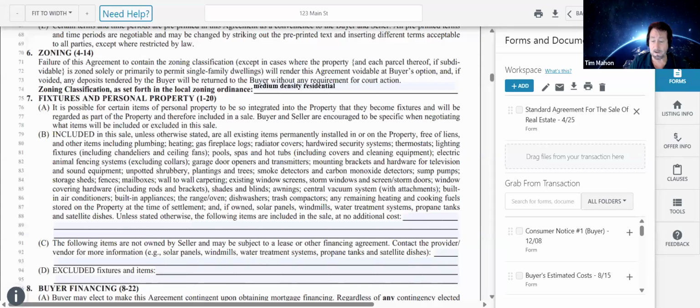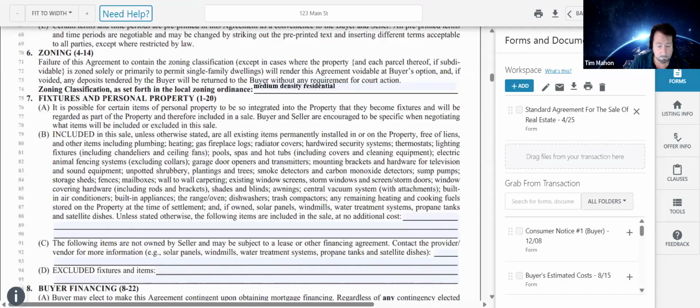So back again to that. Any remaining heating and cooking fuel stored on the property at time of settlement. I usually stop here and I say to my buyer, now we know this place has a fireplace and it's a wood burning fireplace. So there's 3 cords of wood out there. That's going to stay unless the seller tells us otherwise. And I'll cover that in a minute.